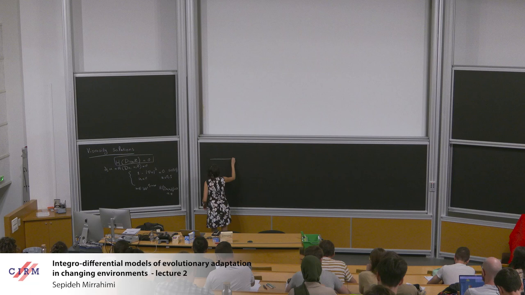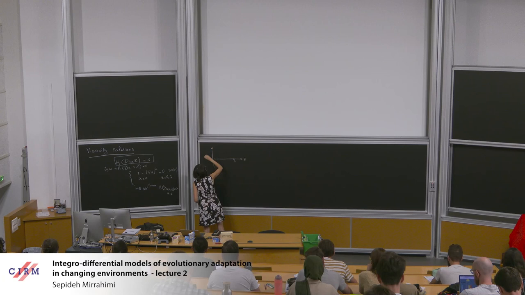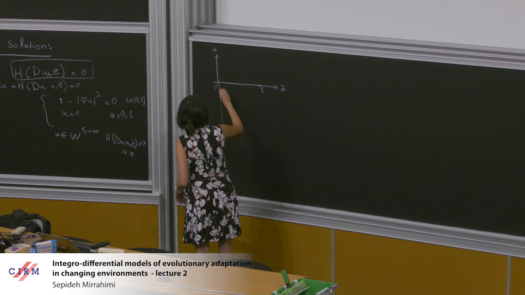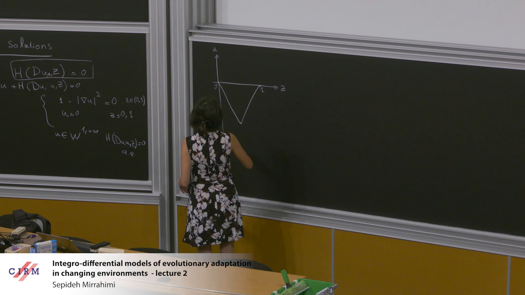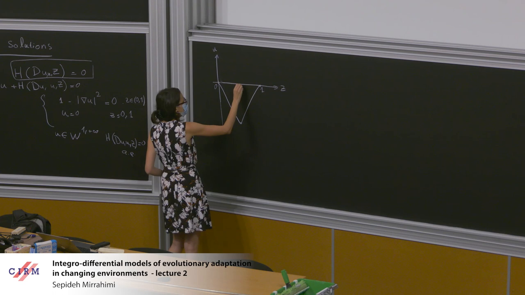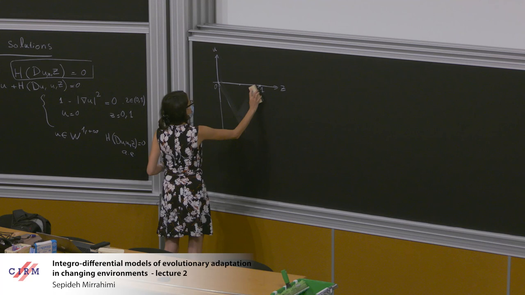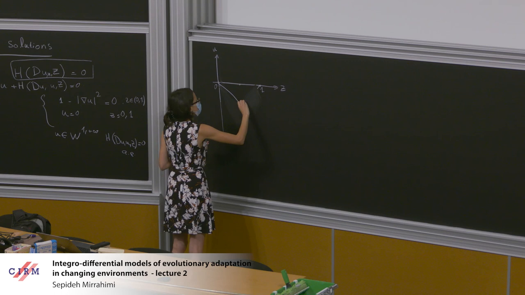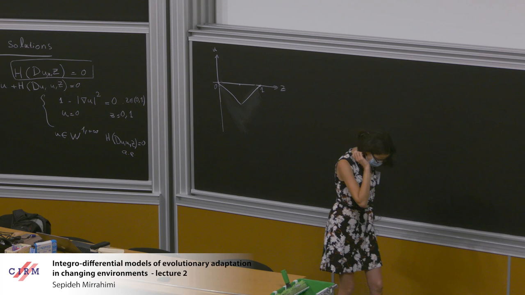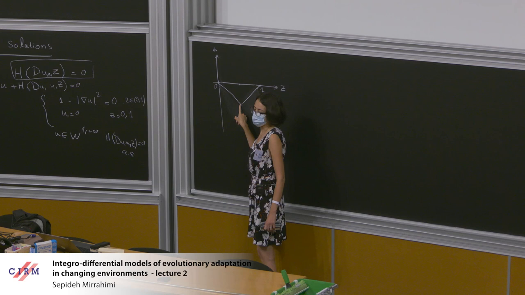One can consider, so this is the axis of z, and this is u. A possibility is to consider this function. Maybe I have to make a better drawing. Okay. And so the slope of these lines is equal to 1. So the gradient of u is equal to 1 on these lines. And it is not defined on this point. So this is an option of solution, which is almost everywhere differentiable.